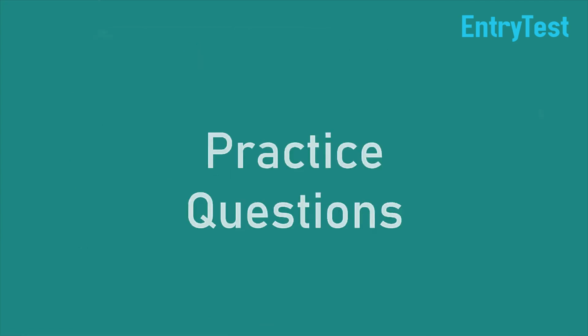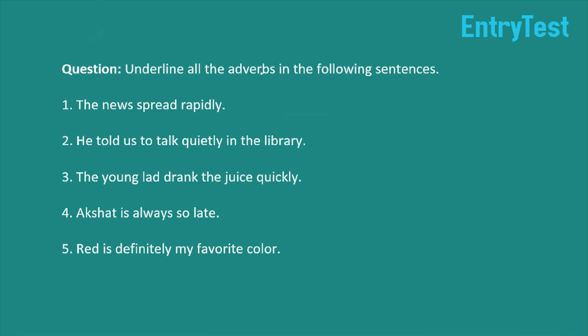Now is our time for some practice. Okay, so let's do the practice question. As always, the first question is to underline all the adverbs in the following sentences. The first, the news spread rapidly. Okay, so यहाँ पे verb क्या है दोस्तों? First of all, spread. It is being spread. That's the action. And how is that action being performed? It is being performed rapidly. So rapidly is my adverb here, and spread is the verb which rapidly is modifying.